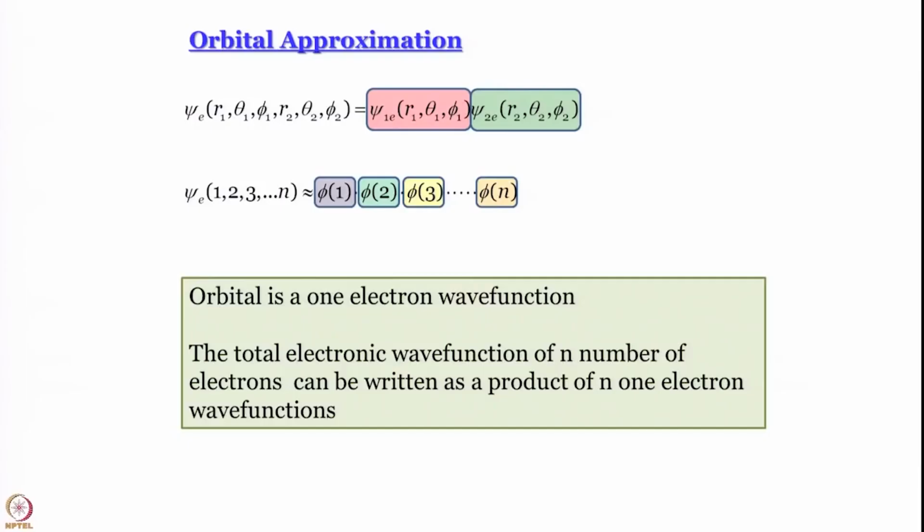To simplify, to start with, we invoke what is called the orbital approximation. We have learned about atomic orbitals with so much great effort, so it makes sense for us to try and retain them to the maximum extent possible. So, we write the wave function as a product of two 1-electron wave functions, for electron number 1 and electron number 2. And if you had n electrons, we would have written it as a product of phi 1, phi 2, and so on up to phi n.